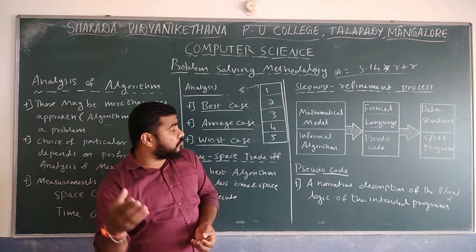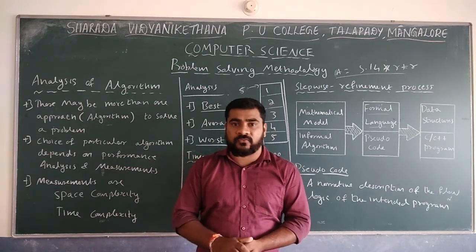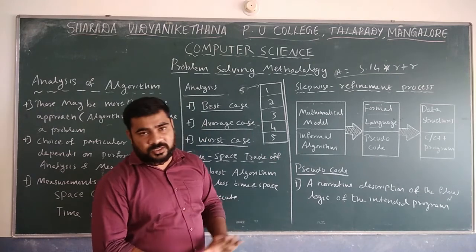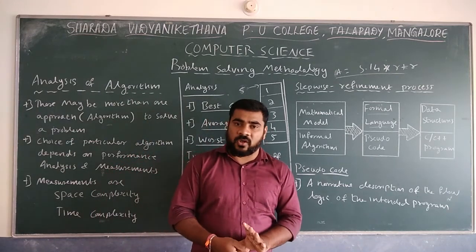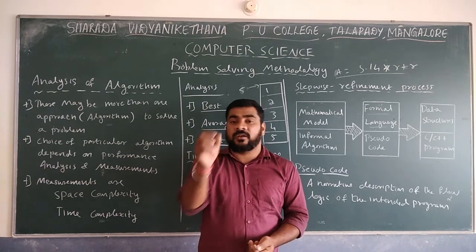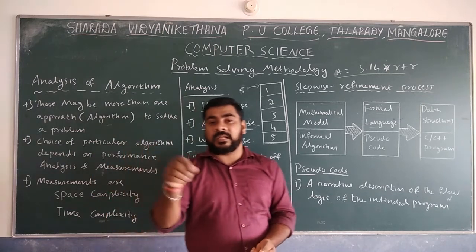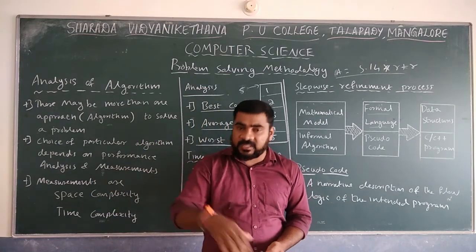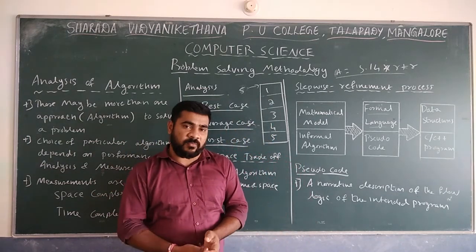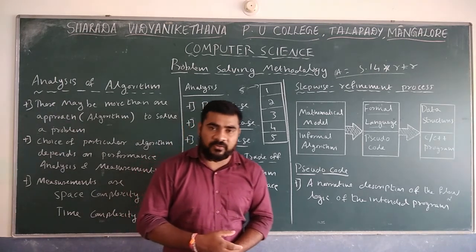After that you go to the next step, that is pseudocode. Pseudocode is a narrative description of flow logic. If you want to add 2 numbers, you first take the 2 inputs, then add the 2 numbers, then display the output. Like that, step by step, you write in a narrative format. To write that, we can use a formal language; any language we can use.